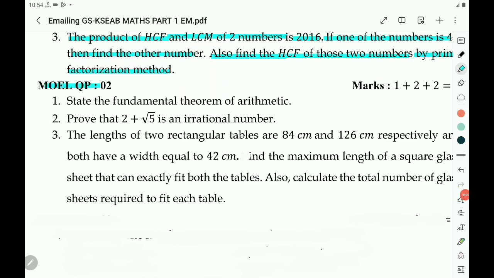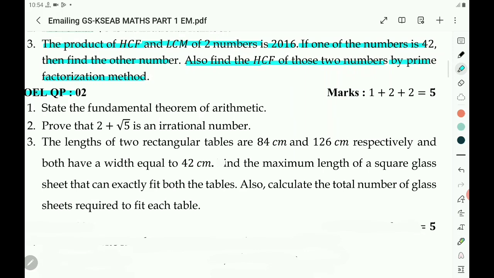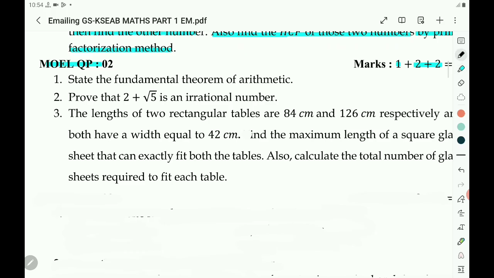Model question paper 2. Again 5 marks questions are there. Totally 1 mark 1 question and 2 marks 2 questions are there. Now let us solve the question number 1, 2, 3 from the model question paper 2.